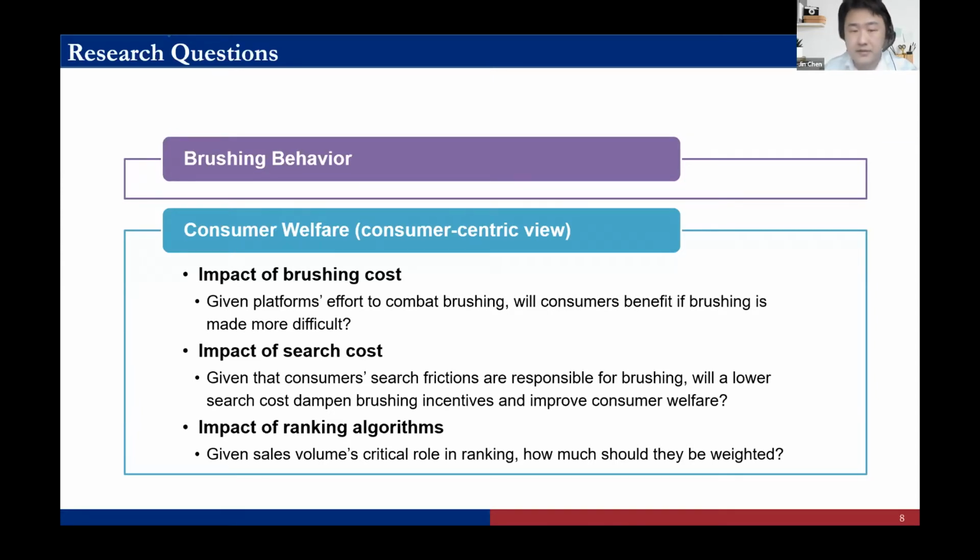And second, given that consumers' search frictions are responsible for the occurrence of brushing, does a lower search cost necessarily dampen the brushing incentives and improve consumer welfare? And third, given that sales volume plays a critical role in determining the ranking of products, how much should it be weighted in the ranking algorithm? Should the ranking track the cumulative sales records or only the most recent history?